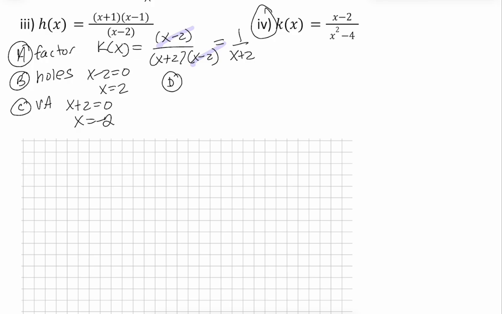That leads us now to domain. What values do we skip? We have a hole at +2 and a vertical asymptote at -2. Skip both of those, and that's your domain. -infinity to -2, skip it. -2 to 2, skip it. 2 to infinity.